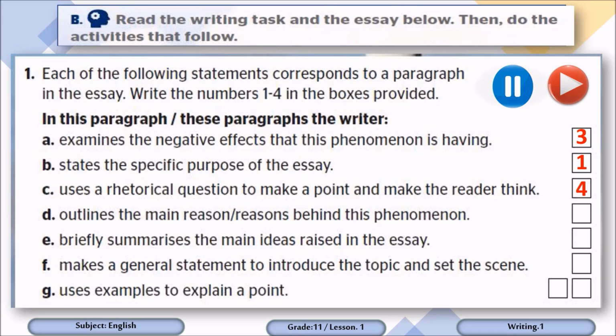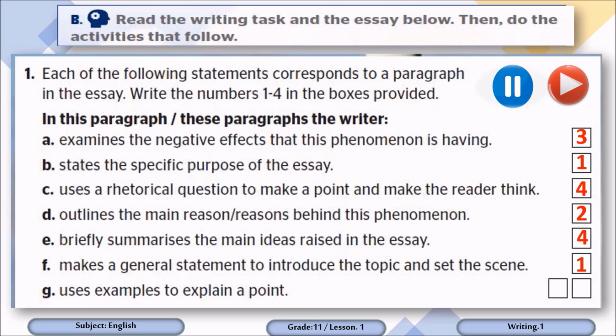Letter D. Which paragraph outlines the main reason or reasons behind this phenomenon? Excellent. Paragraph number 2. Which paragraph briefly summarizes the main ideas raised in the essay? Excellent. Paragraph number 4. Because we usually get a summary of the main points or the main ideas of the essay in the last paragraph. Excellent. Letter F. Which paragraph makes a general statement to introduce the topic and set the scene? Fantastic, because one of the main functions of the introduction is to introduce the topic and to set the scene.